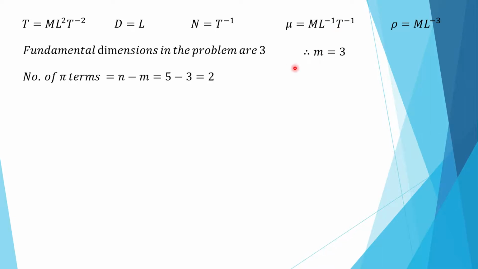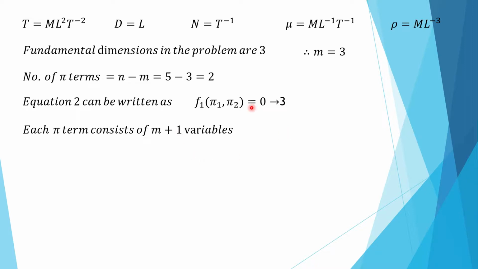Now you can write number of pi terms, which is equal to n minus m. So n is the total number of variables, where m is the fundamental dimension. So 5 minus 3, that is equal to 2. So number of pi terms is equal to 2. So now the equation 2 can be written as f1 of pi 1 comma pi 2 is equal to 0. We'll name it as equation 3.